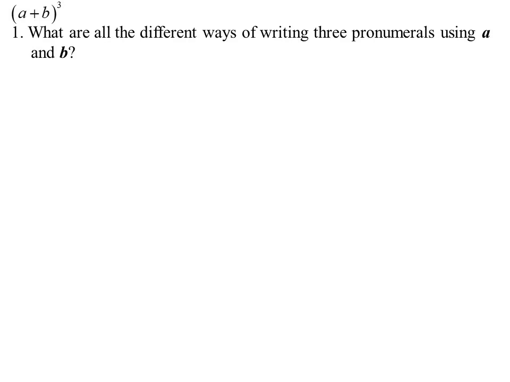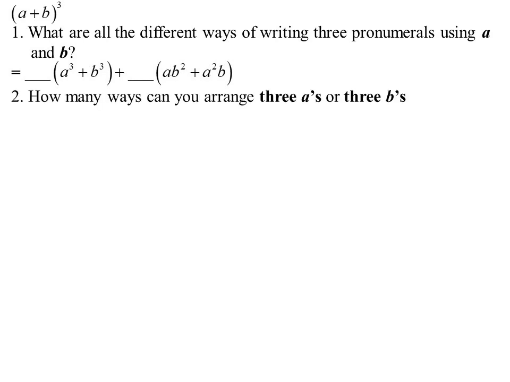But again, I'm only going to use the letters a and b. I could have a times a times a, so I only use one of the pronumerals but use it 3 times. I could use one pronumeral once and the other pronumeral twice. So a times b squared, or a squared times b, and that's pretty much it. That covers it all. So then the question is, well, how many ways could I arrange these things?